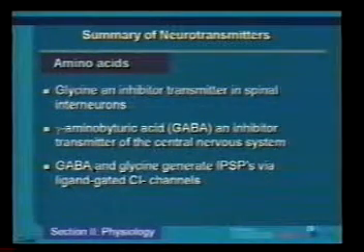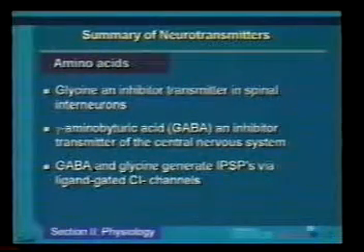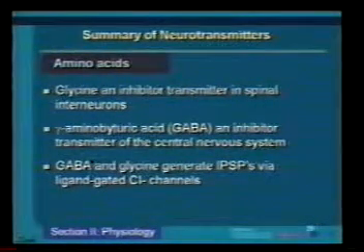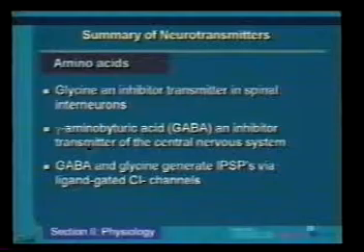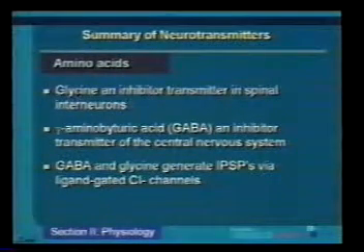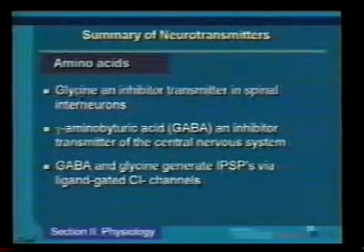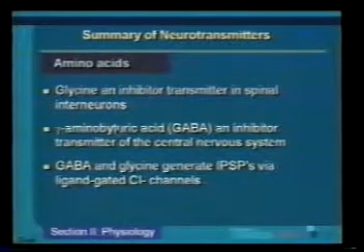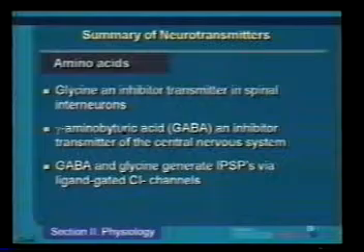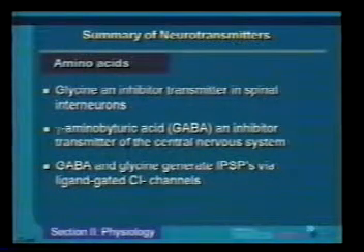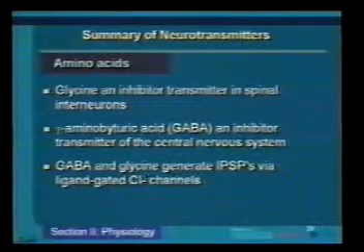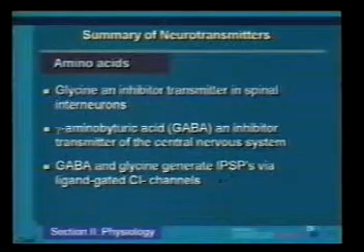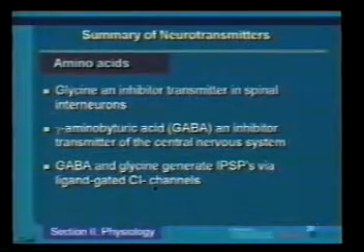Now, there are other transmitters in the central nervous system, and you should realize amino acids are also transmitters. And you should memorize that both glycine and GABA, gamma-aminobutyric acid, are inhibitory transmitters in the central nervous system. Both of these amino acids will generate IPSPs via opening ligand-gated channels.